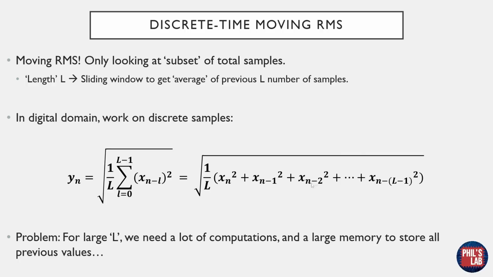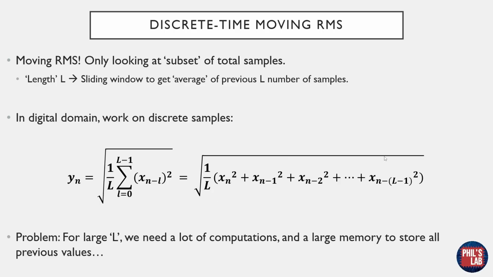So if L is 10, we would do this for the current input sample and all previous 9 input samples as well. So we add the squares together, as is common with an RMS, divide by the total number of samples, in this case we denote this by the capital L, and that whole sum and division we take the square root of. So very, very simple.